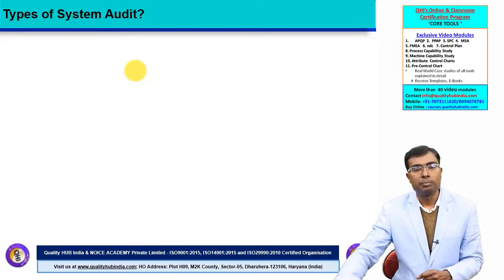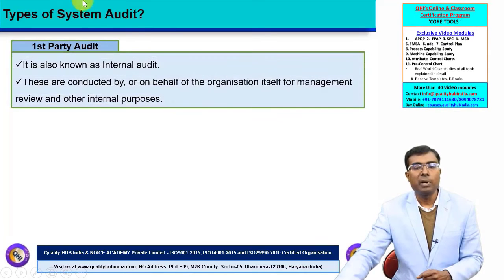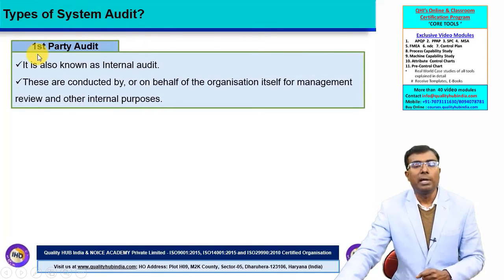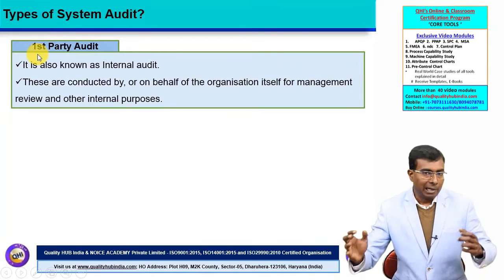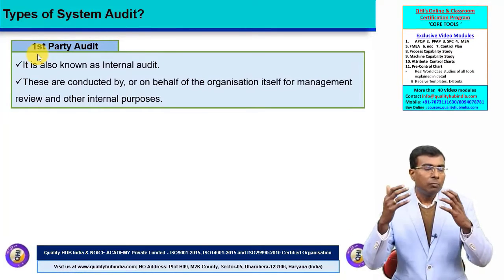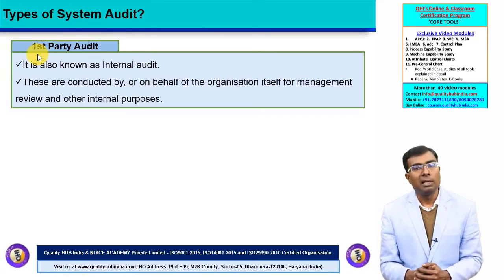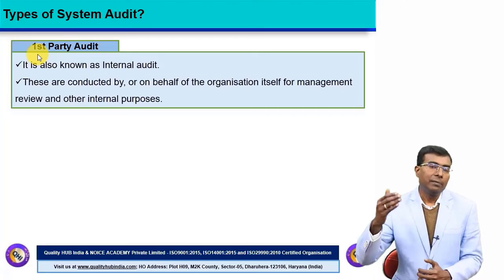So let's explore them. The first one is first party audit. What exactly is first party audit? First party audit is also called internal audit. Why is this called internal audit? Because people from within the organization plan for the audit themselves, and they conduct the audit for different departments themselves.